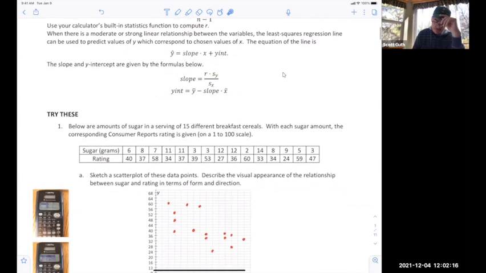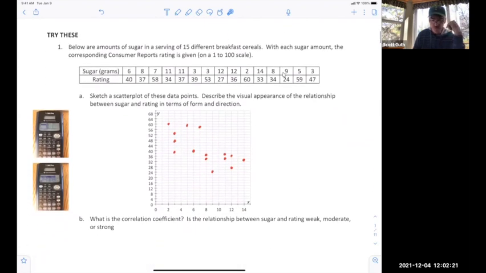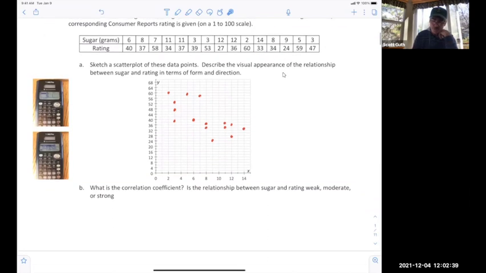Okay, so down below, I've already created the scatter plot on this example, which have amounts of sugar in 15 different breakfast cereals, and it's a one serving amount of cereal. And these amounts of sugar are in grams. The Consumer Reports rating just go on a 1 to 100 scale. So I've already done a scatter plot of these points.